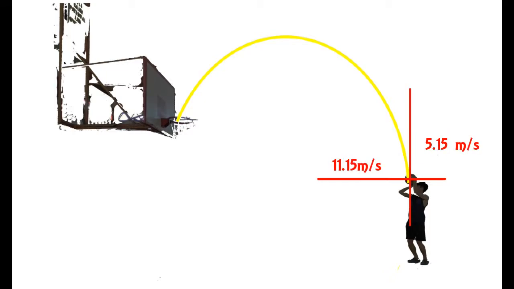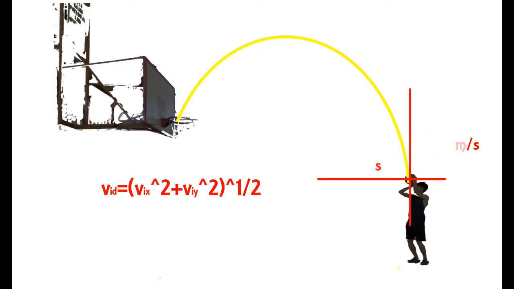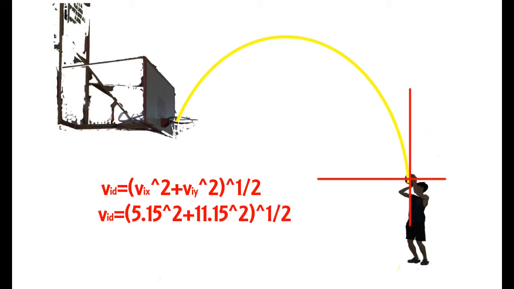Using the x and y components of the velocity, we can determine the value of the initial velocity for the diagonal direction. With the equation, initial velocity in the diagonal direction is equal to the square root of initial velocity in the x direction squared plus initial velocity in the y direction squared. Plugging in all the data we know, it is the square root of 5.15 squared plus 11.15 squared. The initial velocity in the diagonal direction is equal to 12.27 meters per second.